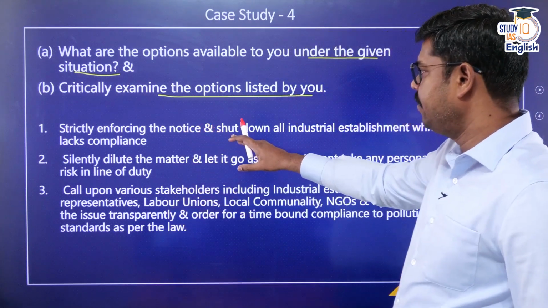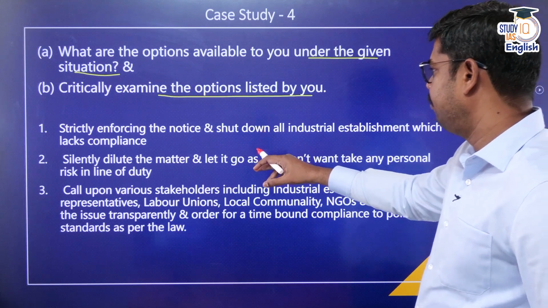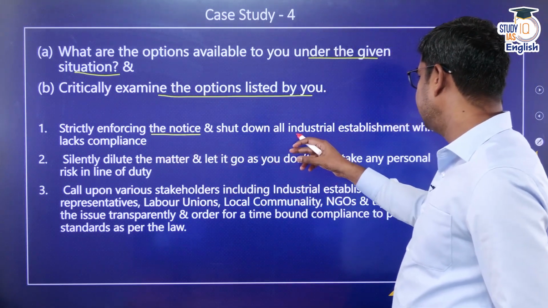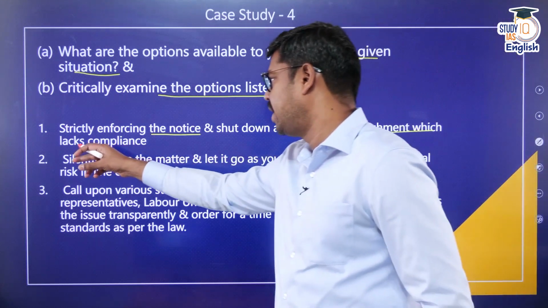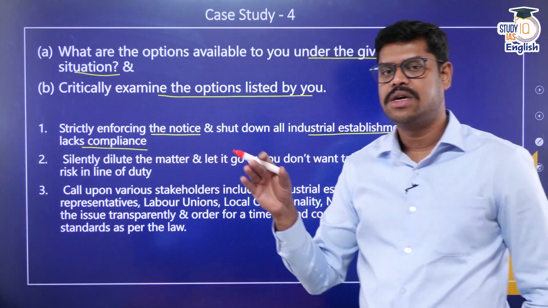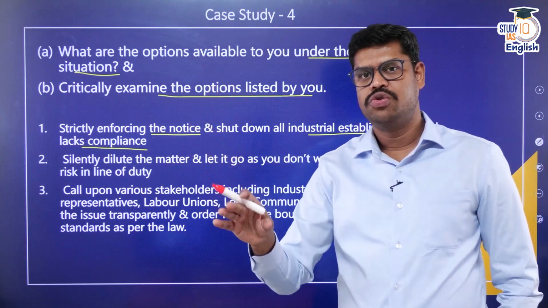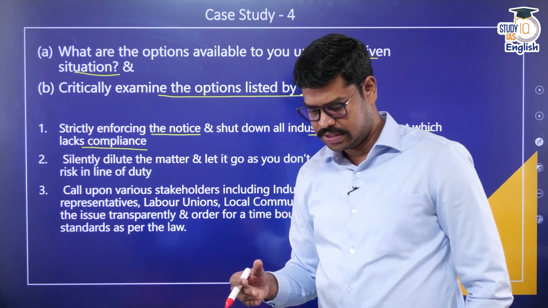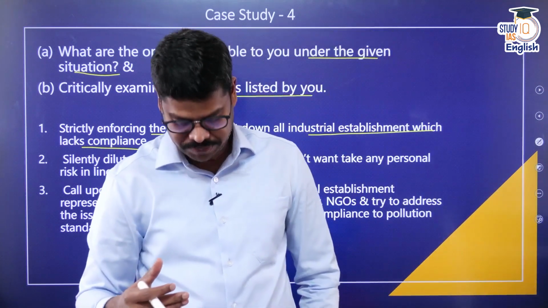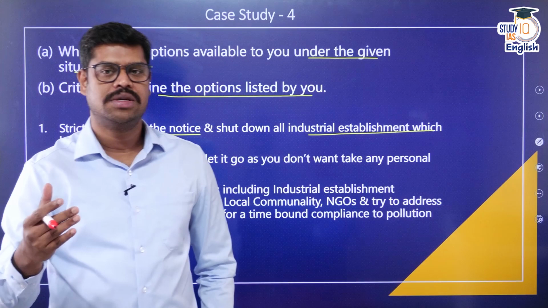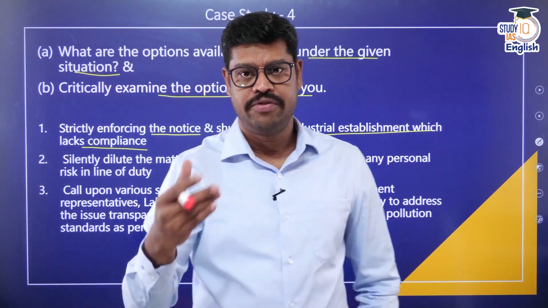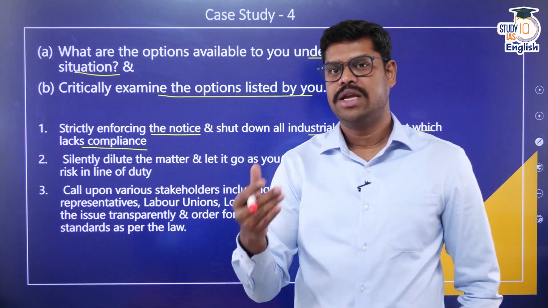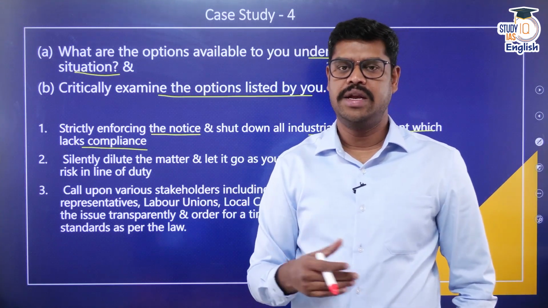I have listed it here. Strictly enforcing the notice. The notice is to get the clearances again and shut down all the industrial establishments which lack compliance. That means the officer has already issued notice to get the clearances again, and those industries which are not able to get the clearances, let him shut them down. In this case, what is good about it is that he is strictly enforcing the law. So he is upholding the rule of law and he is carrying out his duties with utmost objectivity and integrity.